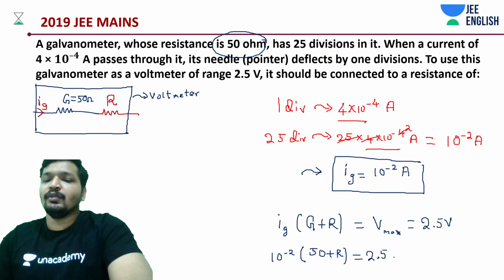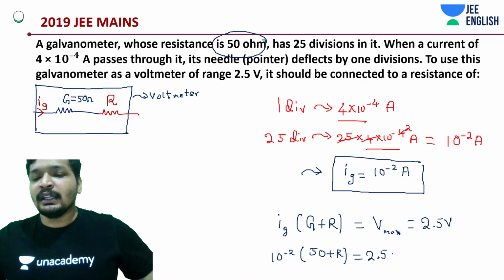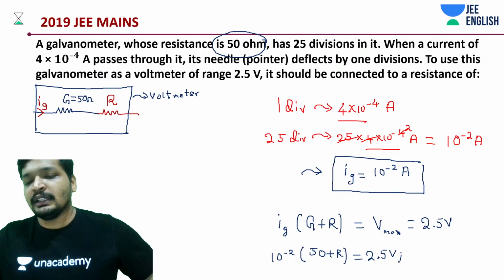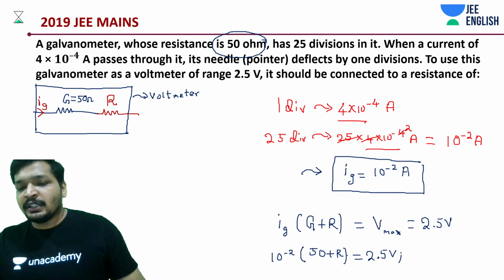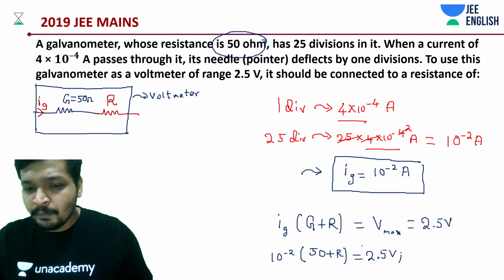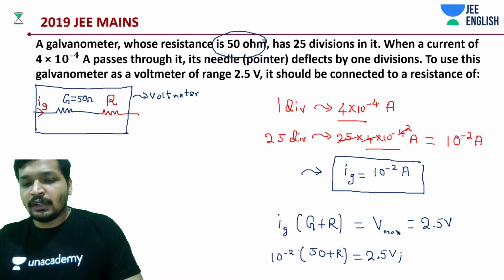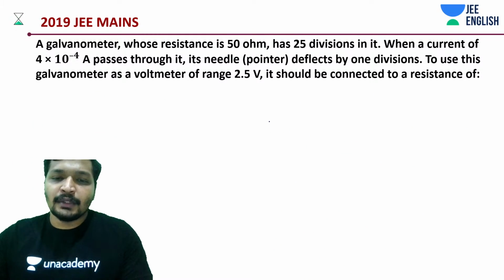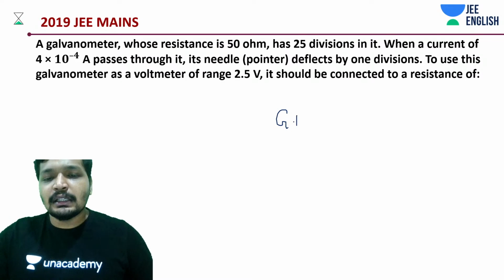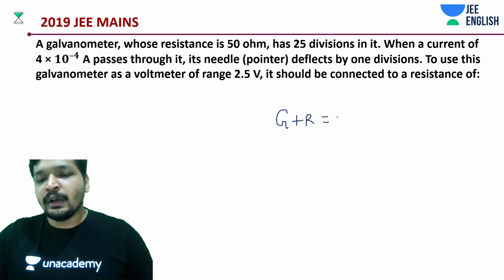2.5 volts. Okay, that's it. So you take it on the other side. That's the simplest way as far as I can think. So it's going to be how much? Like 250 ohms. That's it. So if you take it on this thing on the other side, this thing I guess is going to be 250 ohms. So G plus R is going to be 2.5 into 100, 250 ohms.